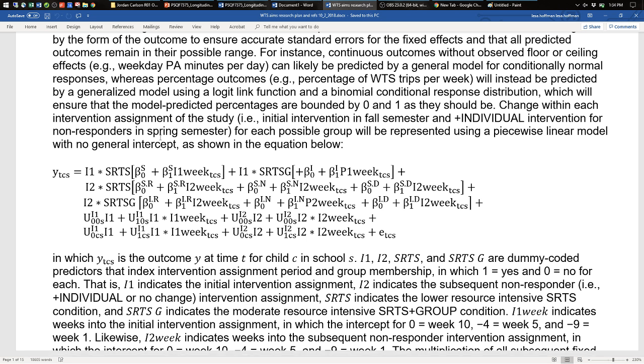Time within child within school. No IJK business. Letters that mean something. That's what I think, right? So now I have a series of dummy codes that turn things on or off. So I1 versus I2 refers to which phase it is, whether it's the first section of time or the second section of time. And I am using a combination of superscripts and subscripts to keep things straight. So I have treatment group or control group versus treatment group, where SRTS is one and SRTSG is another, where the G is the extra thing that they're going to be giving them.